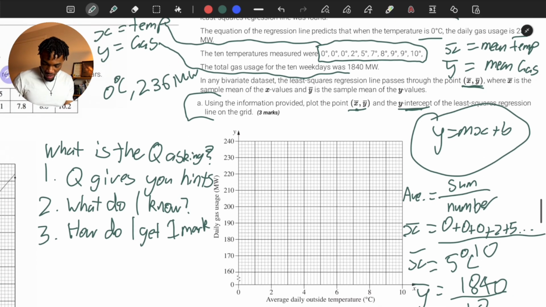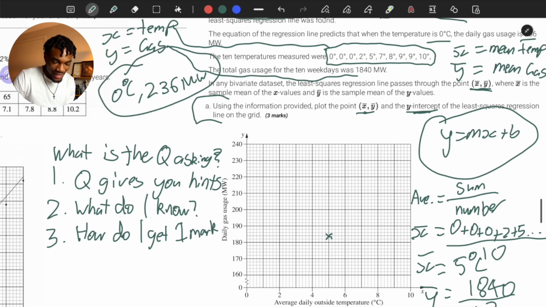Now that we've gotten these, we've gotten our X and Y values. That's what we were trying to calculate first. So let's plot that in. Plot the point X, Y. So X is temperature, and that equals 5, which is here. And then our Y is 184, which is here. Come across here. We get to 5, and then just put a line here.